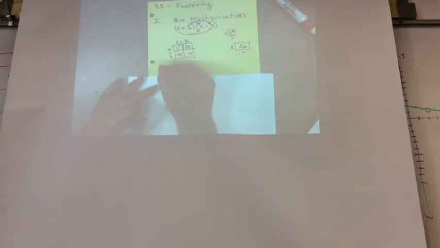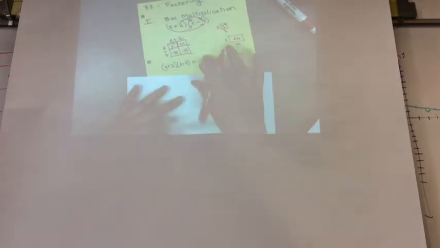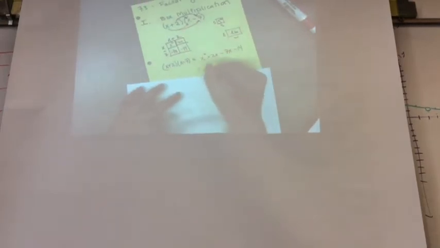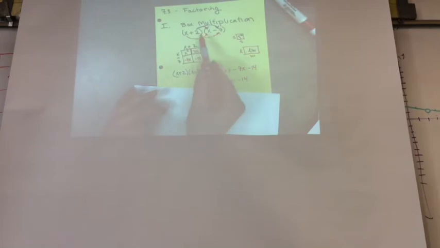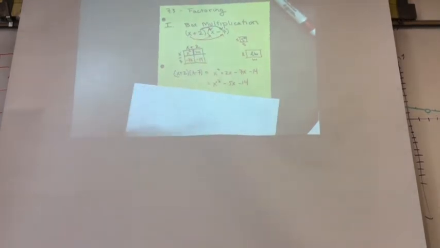We can now take all the pieces and claim that x plus 2 times x minus 7 equals, we're just going to add up all the pieces. So x squared plus 2x minus 7x minus 14, which brings us to the total of x squared minus 5x minus 14. Which, if you had done the distributive property up above, is exactly what you would have gotten.